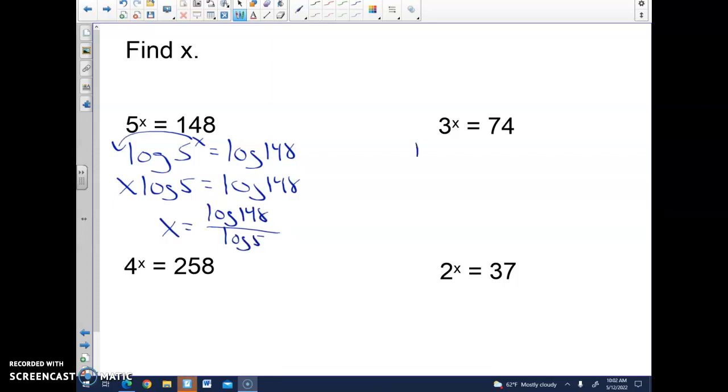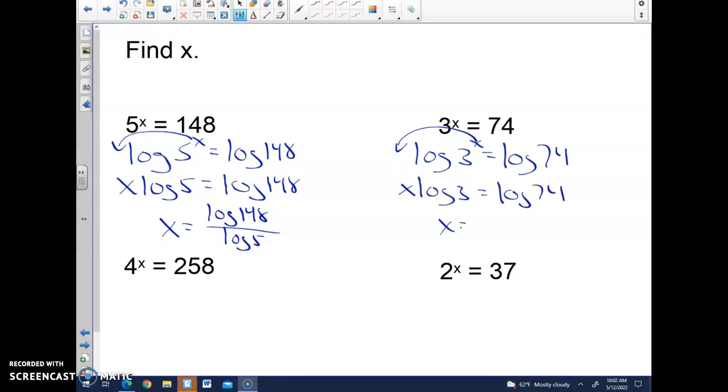Here, log 3x equals log 74. We swing the x to the front. Log 3 over log 74, and we end up with log of 74 over the log of 3. Now you do have to go to your calculator to get your answer.